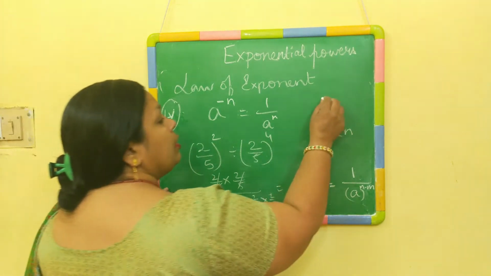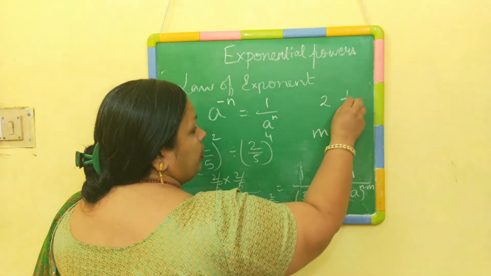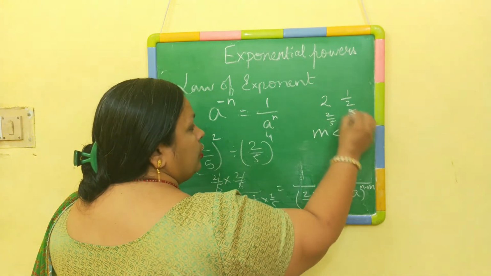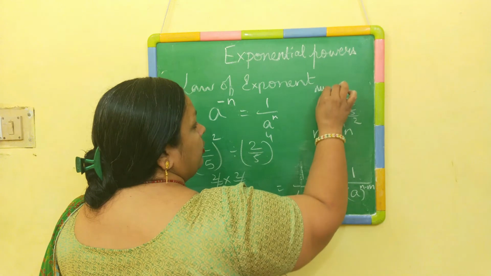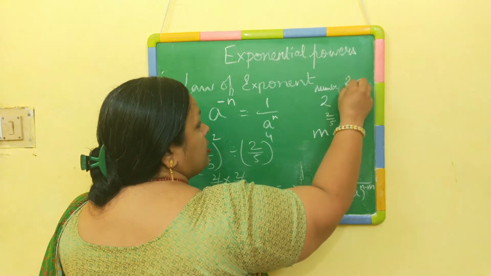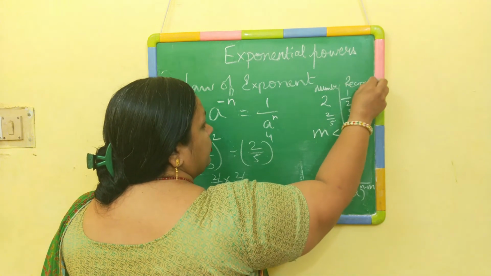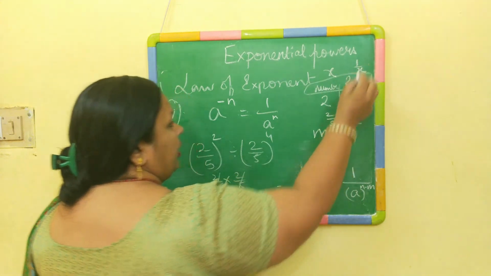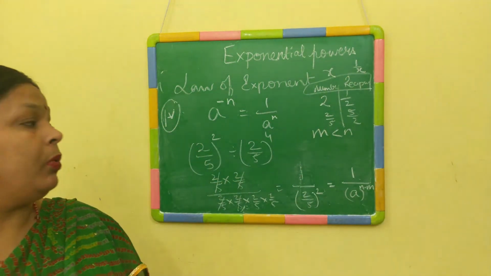So to recall it, the reciprocal of 2 is 1 by 2. The reciprocal of 2 by 5 is 5 by 2. This is the number and this is its reciprocal. Clear? In short, x and 1 by x in general form.